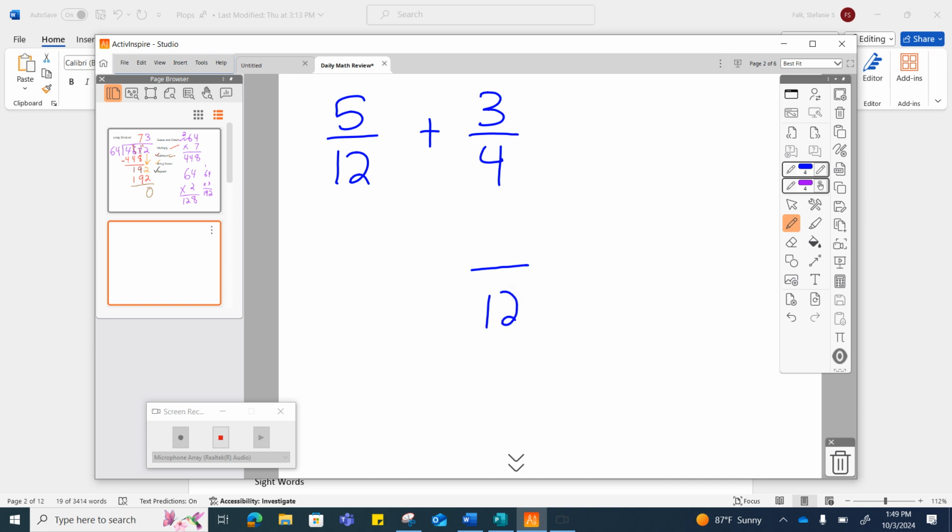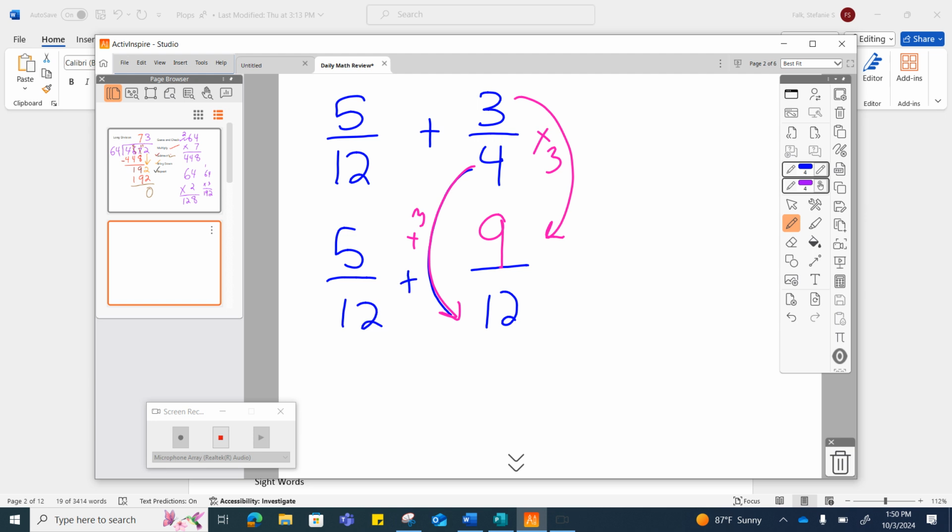Let me finish the question. So I multiply by 3 on the bottom, I'm going to multiply by 3 on top. What is 3 times 3? 9. So now I am adding my 5/12 plus my 9/12. 5 plus 9 is 14.